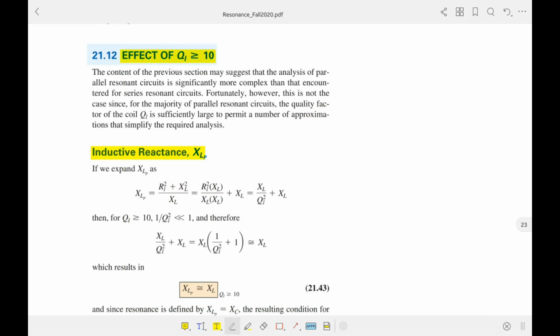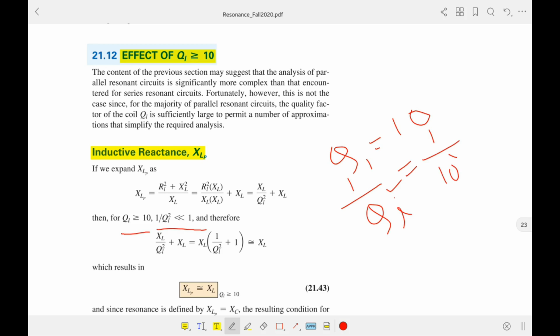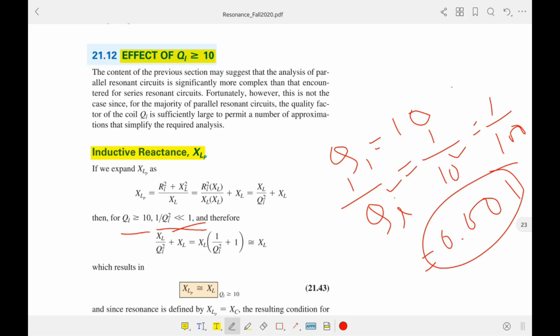Let me clear it all. Okay, now if QL is greater than or equal to 10, we can say that 1 over QL squared will be very much less than 1. Why? Let's say QL equals 10, right? Then 1 over QL squared will be 1 over 10 squared, that means 1 over 100, so it will be 0.01. So it will obviously be very much less than 1, and when this value is, let's say, 100, it will be even smaller. So obviously this will be very much less than 1, and when this is very much less than 1, this portion we can write as just 1. Then this appears as just XL. So whenever this condition is satisfied, that means QL greater than or equal to 10, we can write XLP equal to just XL.